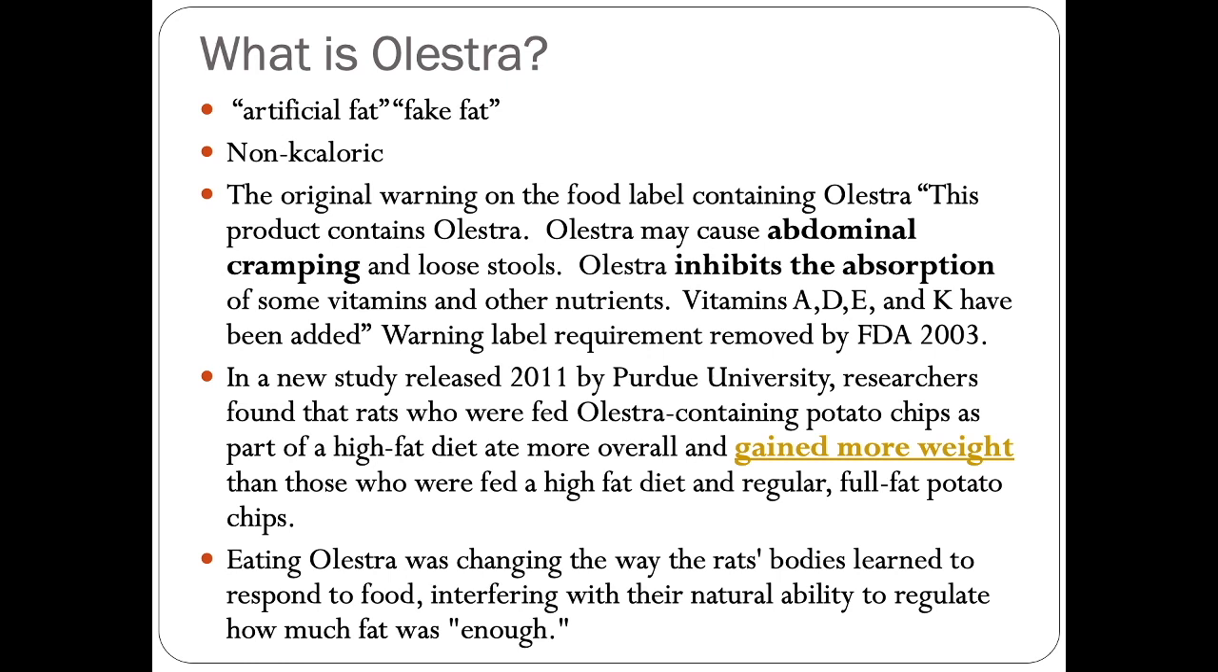Part of the reason for this is that the olestra changes the way your body responds to food, which interferes with your natural ability to regulate your hunger.